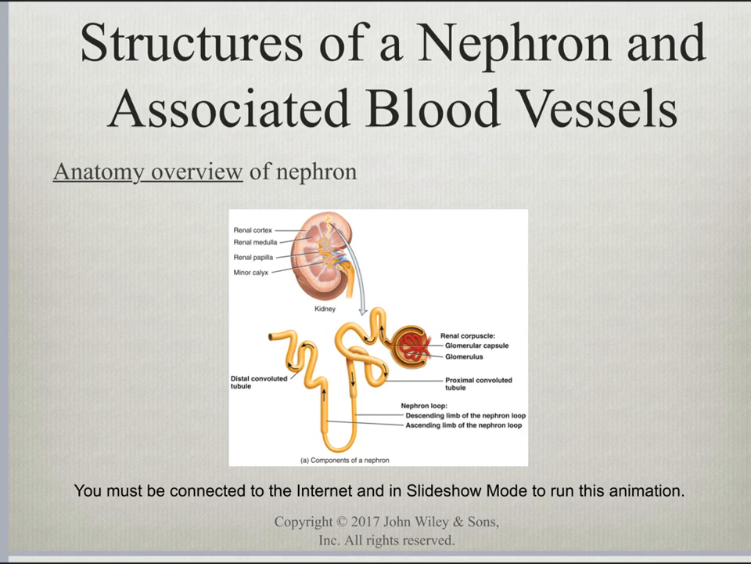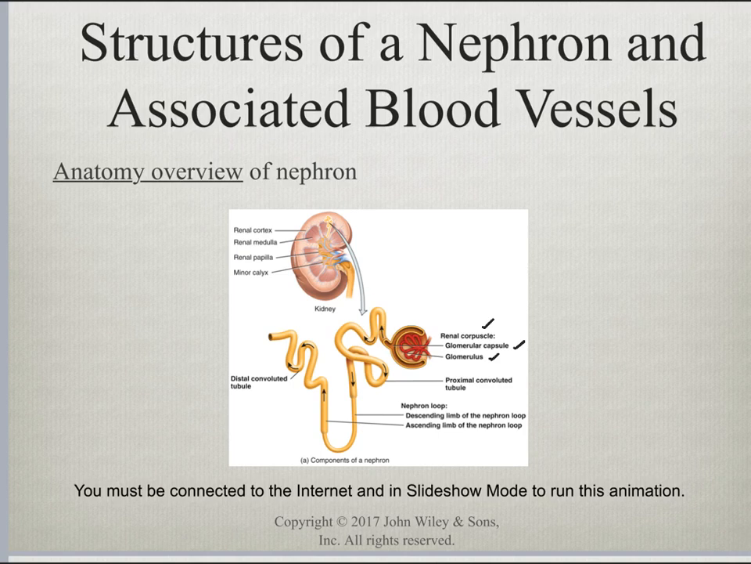Now we could talk about the structures of that nephron that we just looked at with the blood flowing through it. We can start right here at the renal corpuscle. The renal corpuscle is going to be comprised of 2 major structures, a glomerular capsule and a glomerulus. That glomerular capsule is similar to our serous membranes, where it has two layers, an outer parietal layer and an inner visceral layer. And it's going to set up a capsular space.